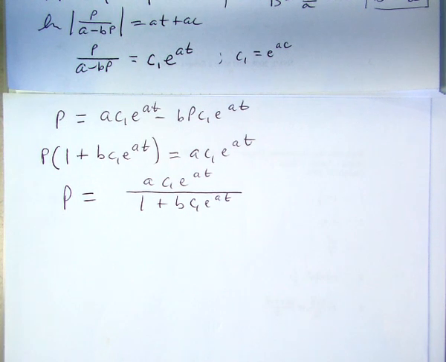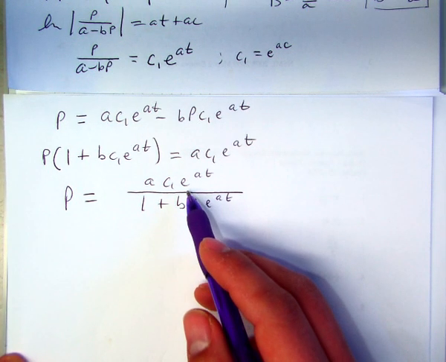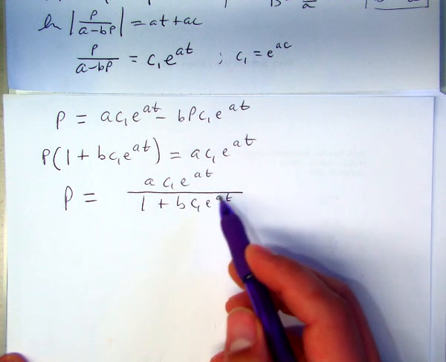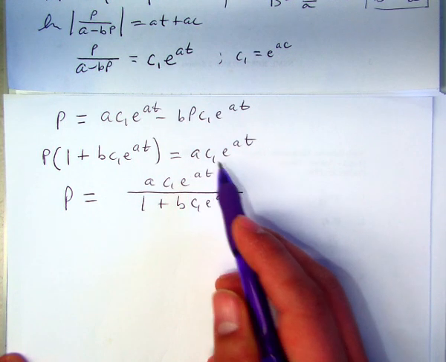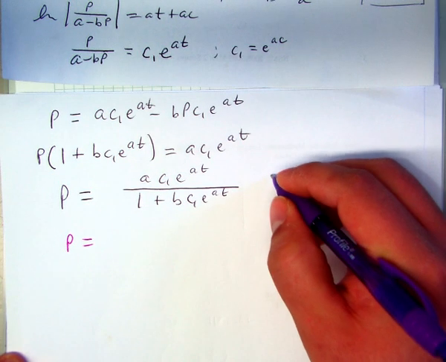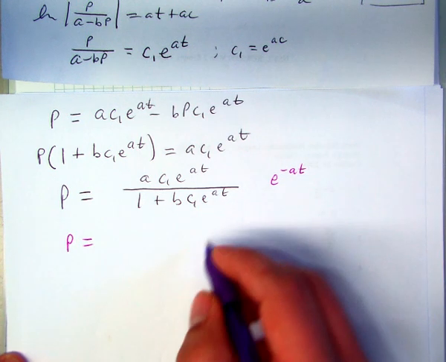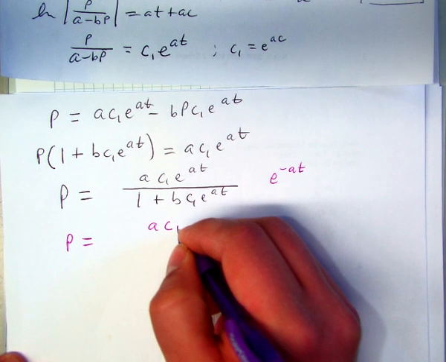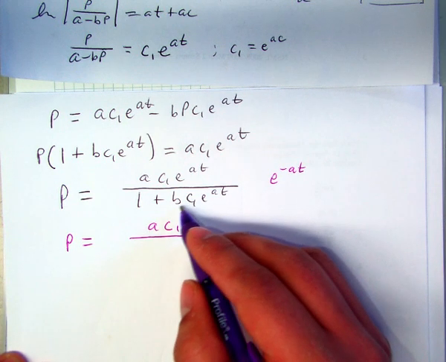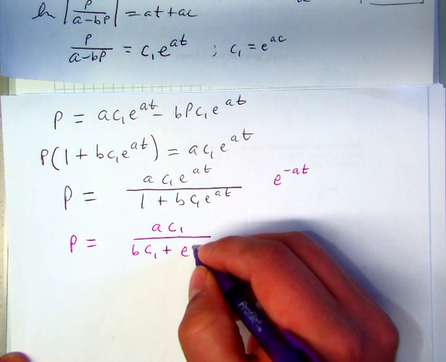And now, I mean, this is fine. And I think the idea here, and I kind of get this, instead of having two exponentials, instead of having e to the AT and then another e to the AT, what we can do is multiply the numerator and denominator by e to the minus AT. So then what that'll do is give us just AC1 in the numerator, and then just give us one exponential in the denominator. I'll put the BC1 term first, and then it'll be e to the minus AT.